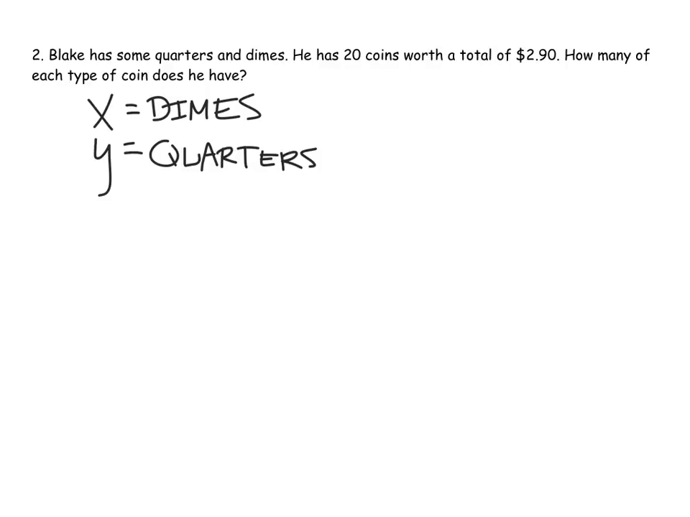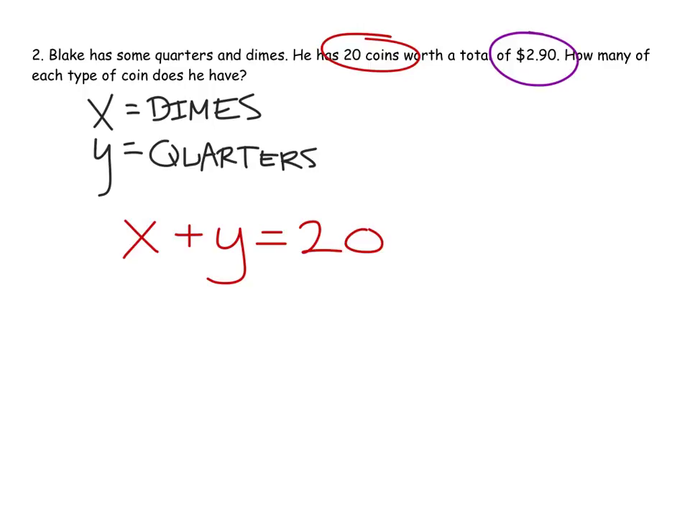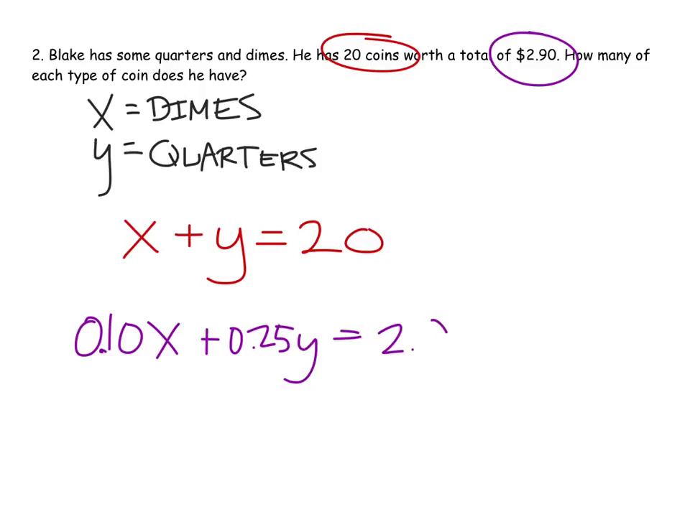Now, it wouldn't matter if you wanted x to be quarters and y to be dimes. That's not important. But what is important is that we write these equations properly. So we got 20 coins total. So we'll write an equation for that. I got x, the number of dimes, plus y, the number of quarters, should give me 20 coins. And then we got a total of $2.90. So if I took my dimes, which are worth 10 cents, and then I added my quarters, which are 25 cents, I should get $2.90.